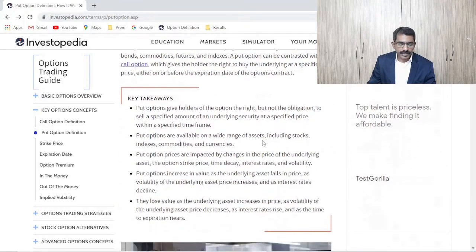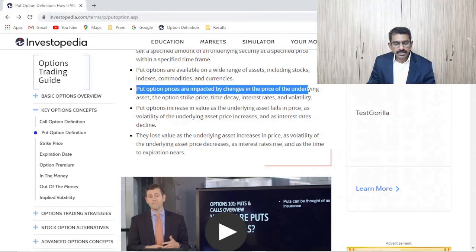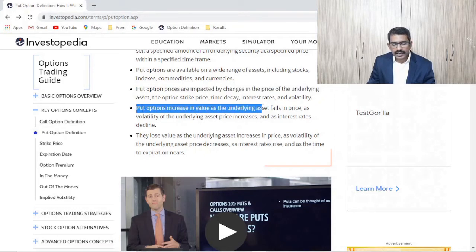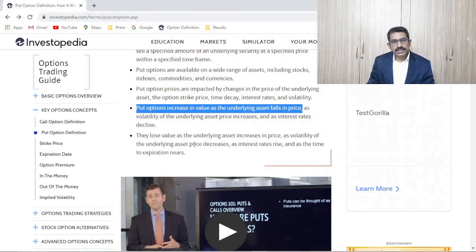Now, in the key takeaways, there are 2 points which are noticeable. The put option prices are impacted by changes in the price of the underlying asset. This is one. And the second one is the put option price increases in value as the underlying asset falls in price. So, what we have seen in the call option is the option price increases when the underlying stock price increases. But in the put option, when the underlying stock price decreases, the option premium increases. Just keep it in mind. I will explain how this works in a detailed presentation.